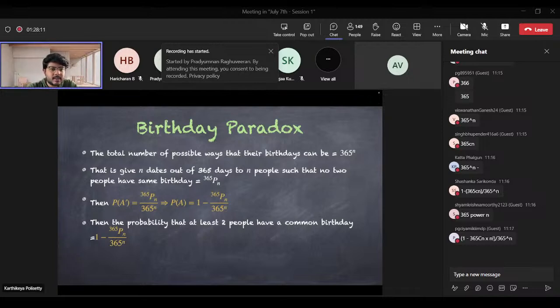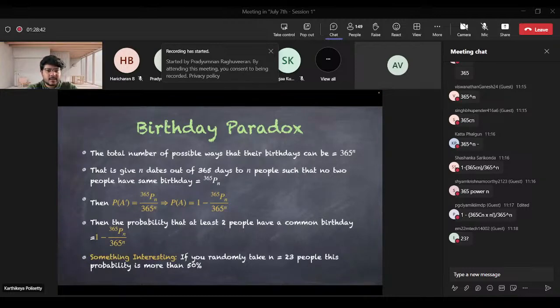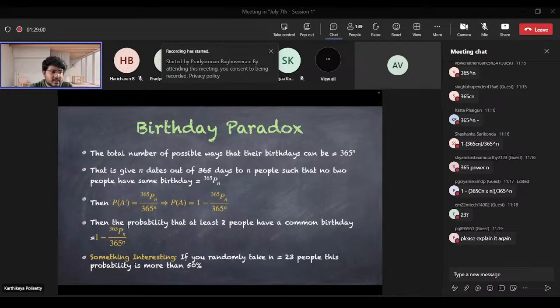The interesting thing is, if you are choosing n random people, how many people do you think are required such that the probability that any two persons have the same birthday is greater than half? Yeah, it's 23. Something interesting. You randomly take n equal to 23 people, the probability is more than 50%, which is amazing, right? We don't expect a small number like 23 to give us such a huge probability, greater than half.